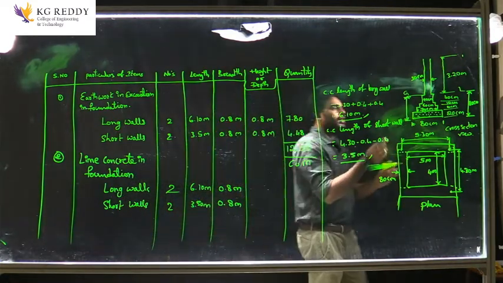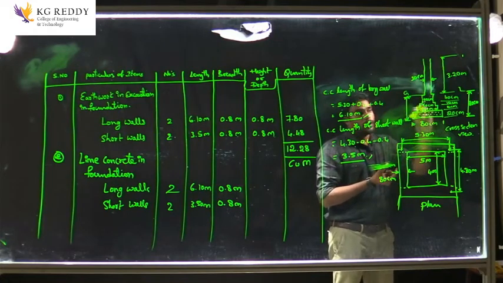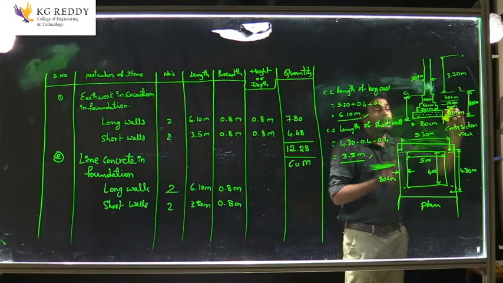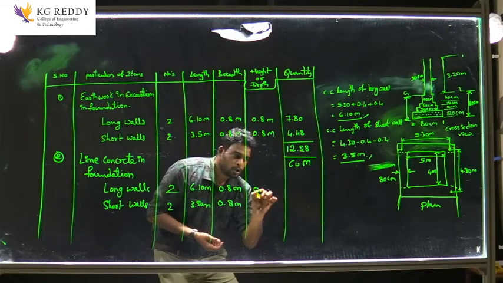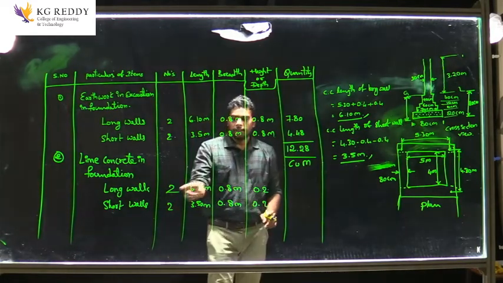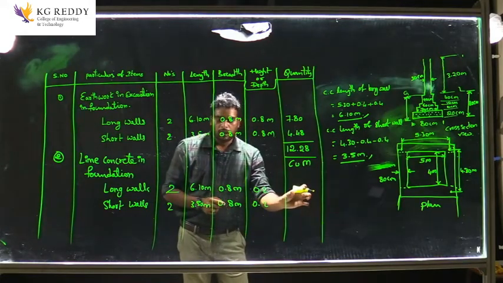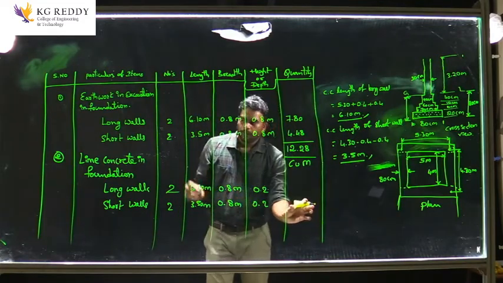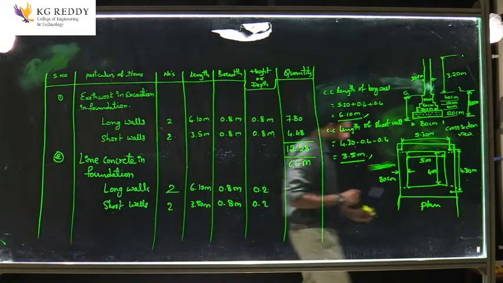Now we will consider only the lime concrete height. In the diagram it is mentioned as 20 centimeters, which converted into meters becomes 0.2. By multiplying these four, we will get the lime concrete quantity in the long wall, and by multiplying these four, we will get the quantity of the lime concrete in the short wall. So we will do the calculations.